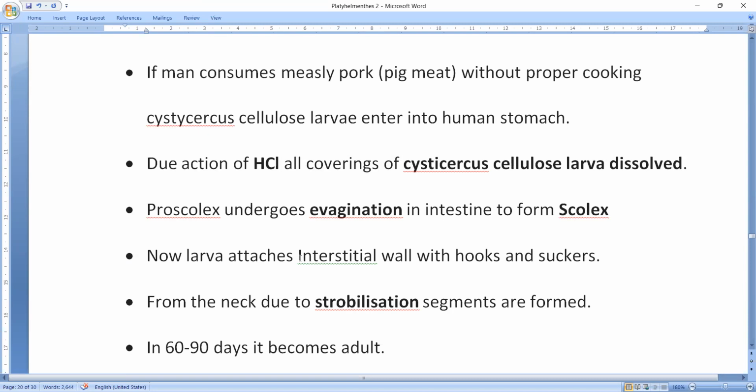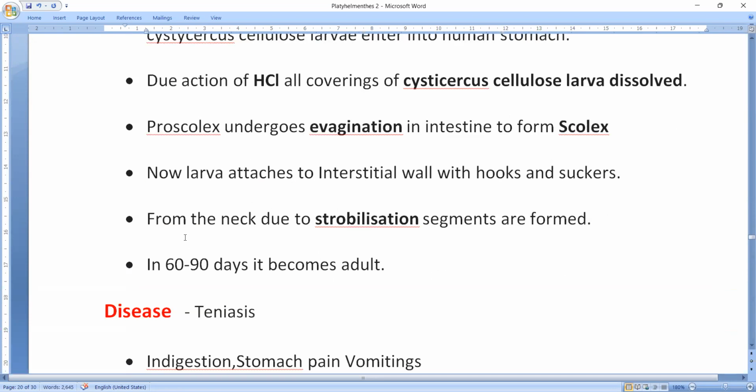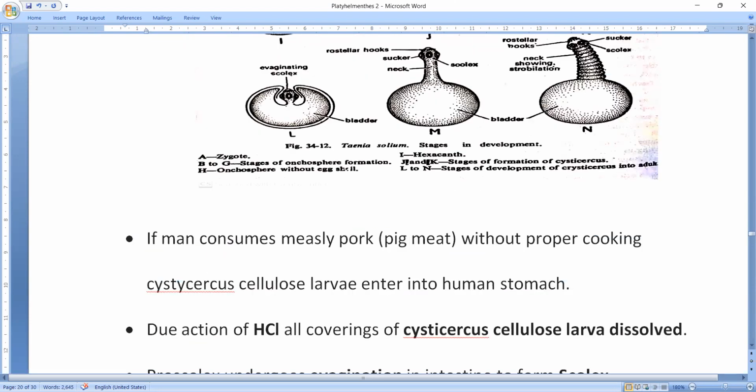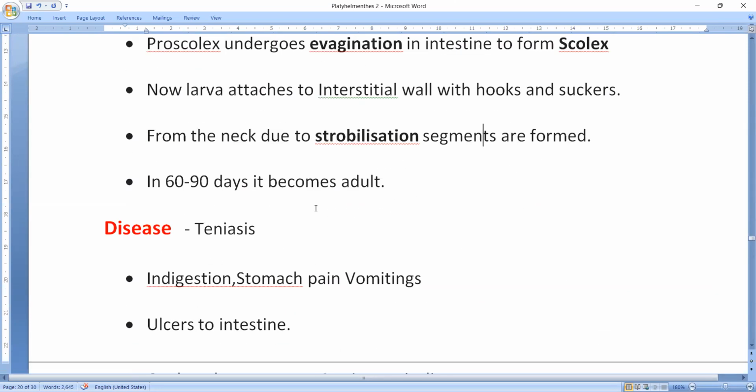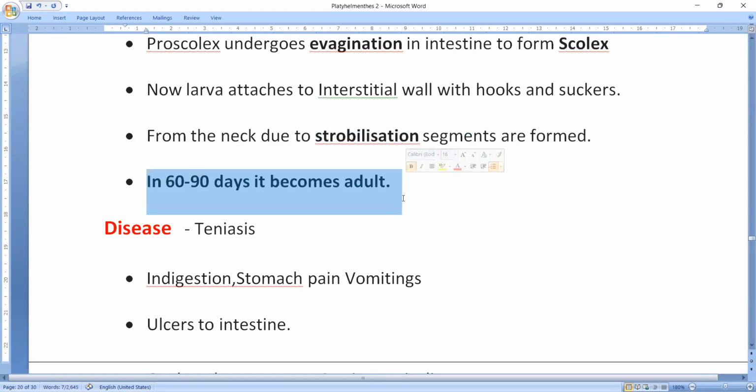Now the larva attaches to the intestinal wall of the human being with hooks and suckers. From the neck, due to strobilization, segments are formed. Here you can see the neck region is formed after evagination. From it, new segments are gradually formed, called strobilization. In 60 to 90 days, it becomes an adult in the human intestine.